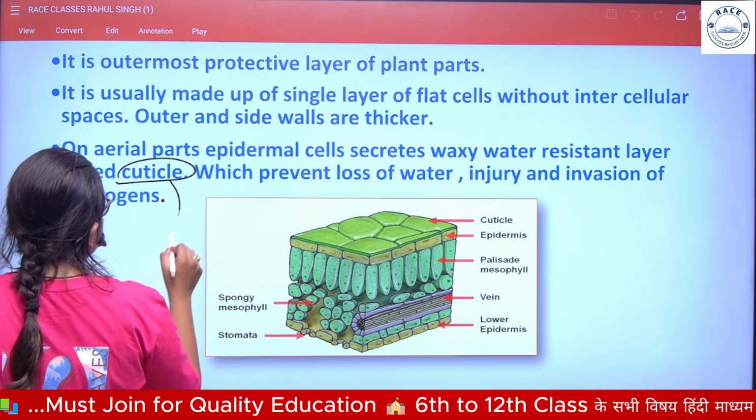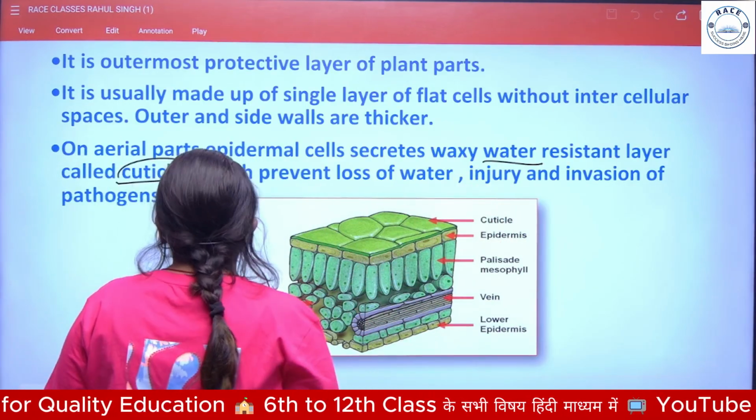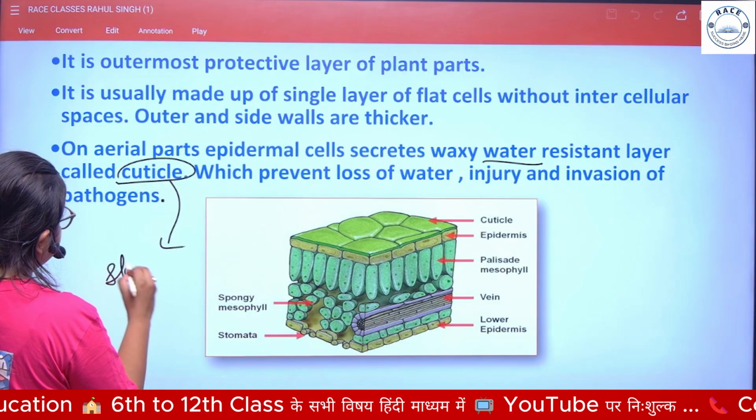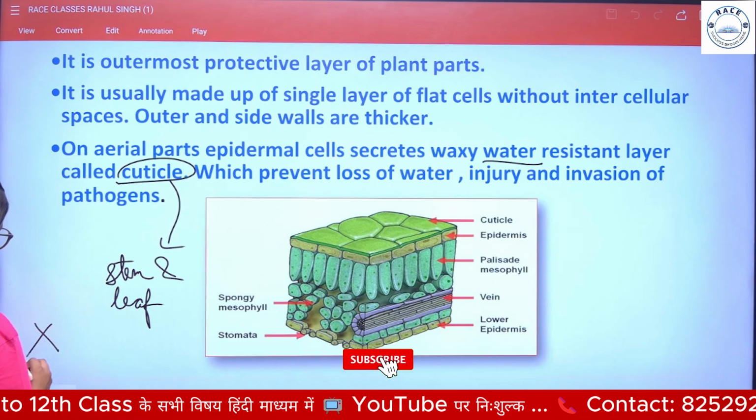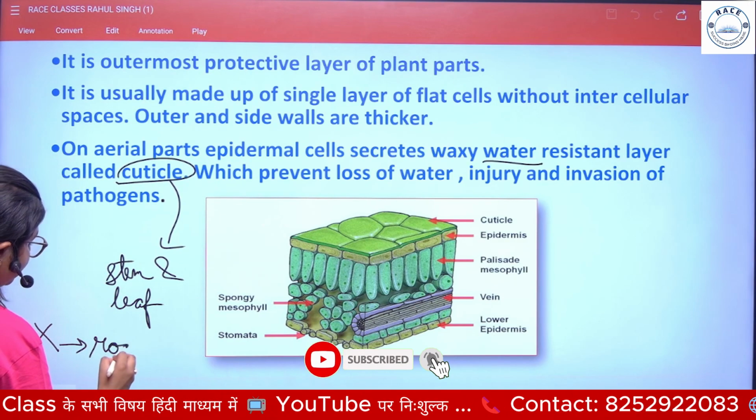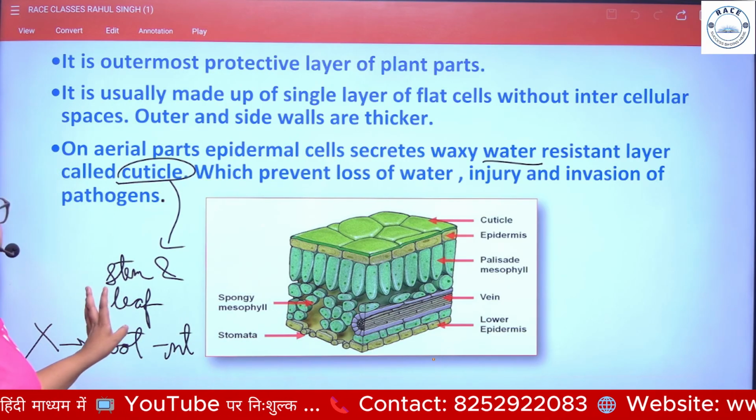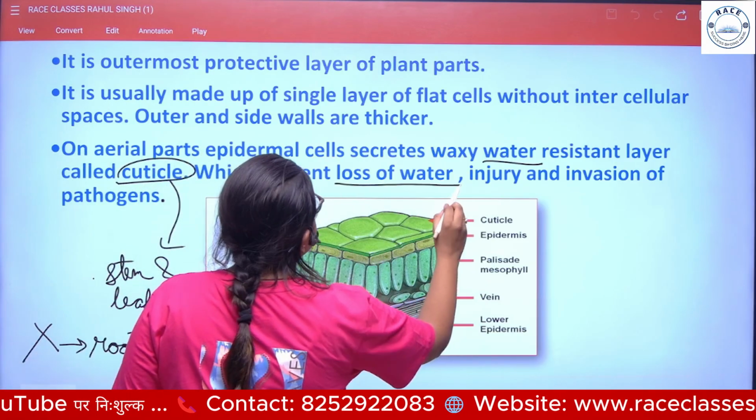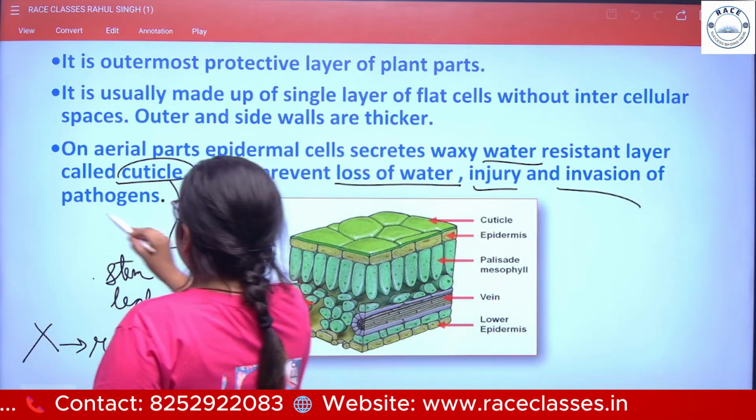What is cuticle? It is a water resistant layer. It is usually found in stem and leaf, and it is absent in root. Okay, in root it is absent, but in stem and leaf it is present. What does it do? It prevents the loss of water, injury, and invasion of pathogens.